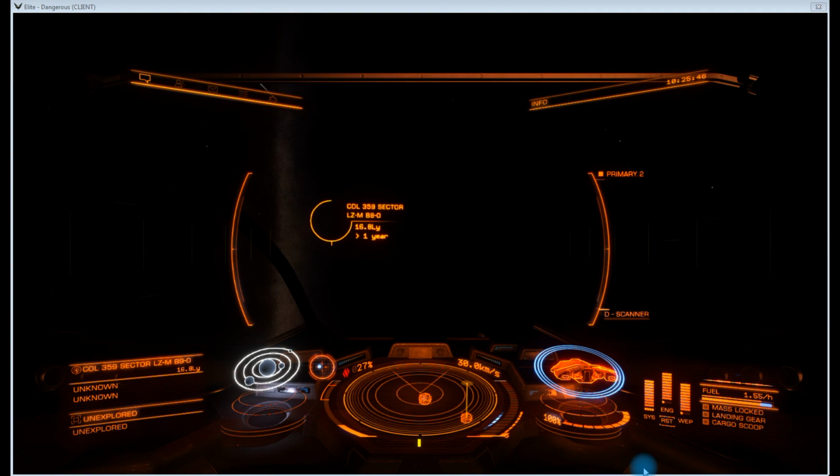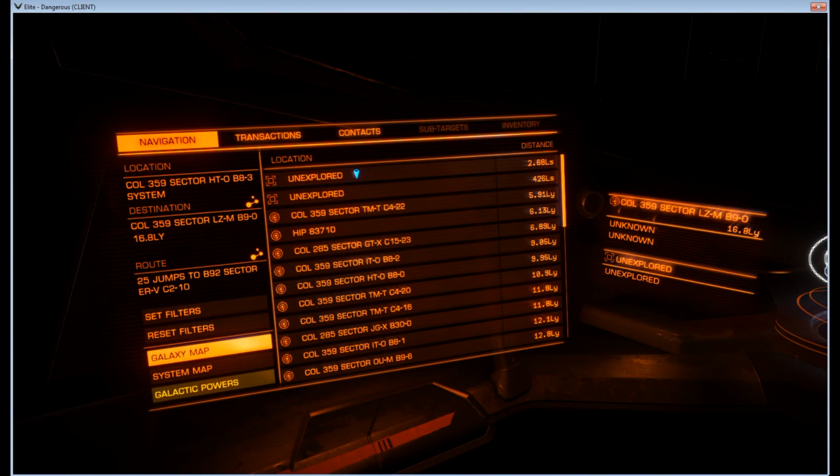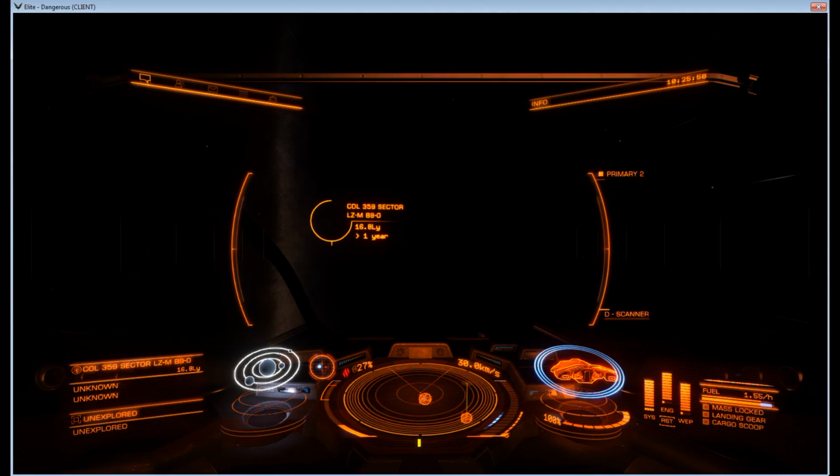So this is an autopilot module for Elite Dangerous. It's designed to collect discovery data, exploration data. So as you can see, we've got 25 jumps plotted in there, and the macro is going to take us to each of those systems, perform a scan, refuel and move on. Okay, so let's get it started.